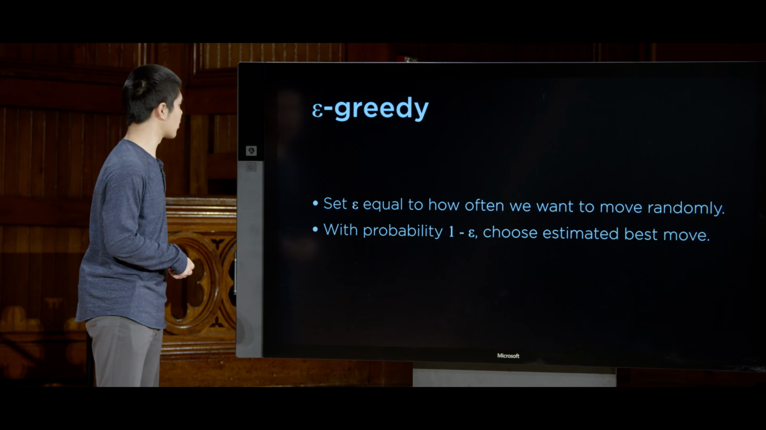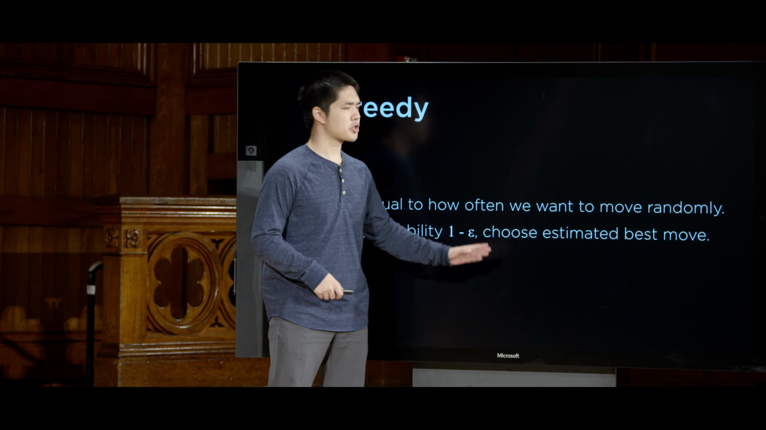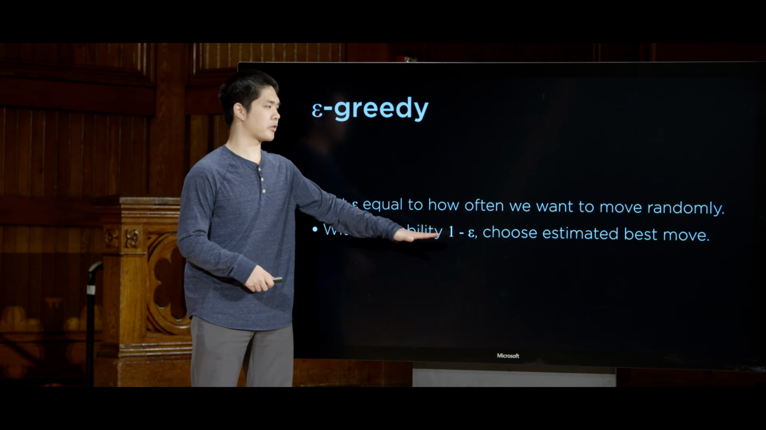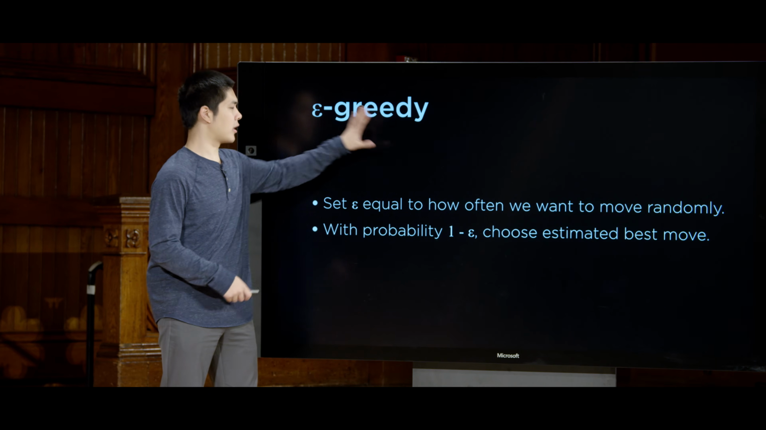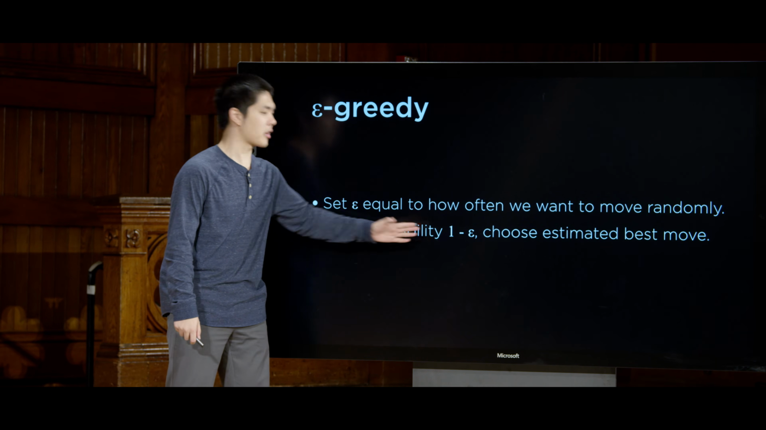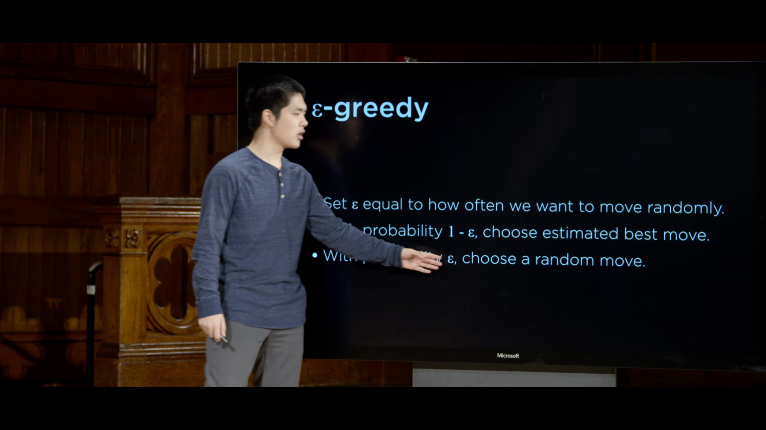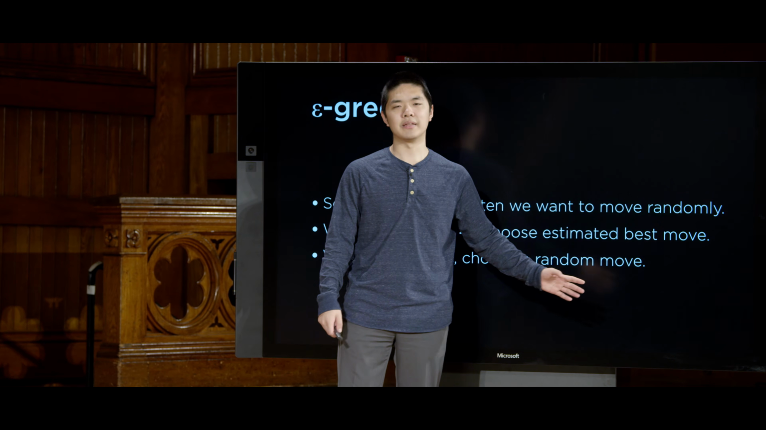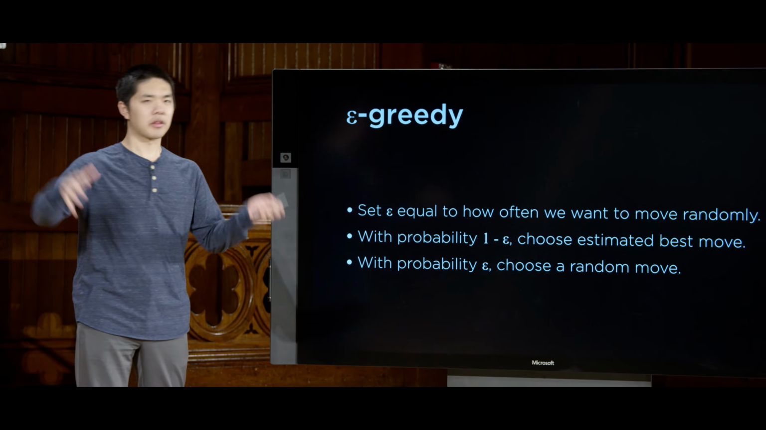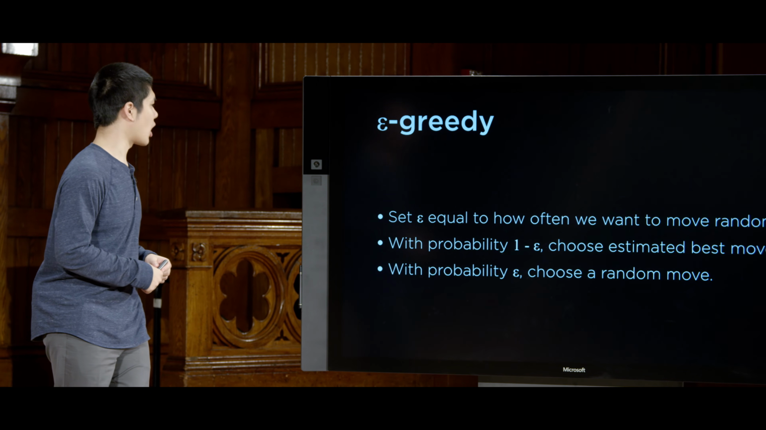And then the logic of the algorithm will be, with probability 1 minus epsilon, choose the estimated best move. In a greedy case, we'd always choose the best move. But in epsilon greedy, we're most of the time going to choose the best move, but sometimes, with probability epsilon, we're going to choose a random move instead. So every time we're faced with the ability to take an action, sometimes we're going to choose the best move. Sometimes we're just going to choose a random move.